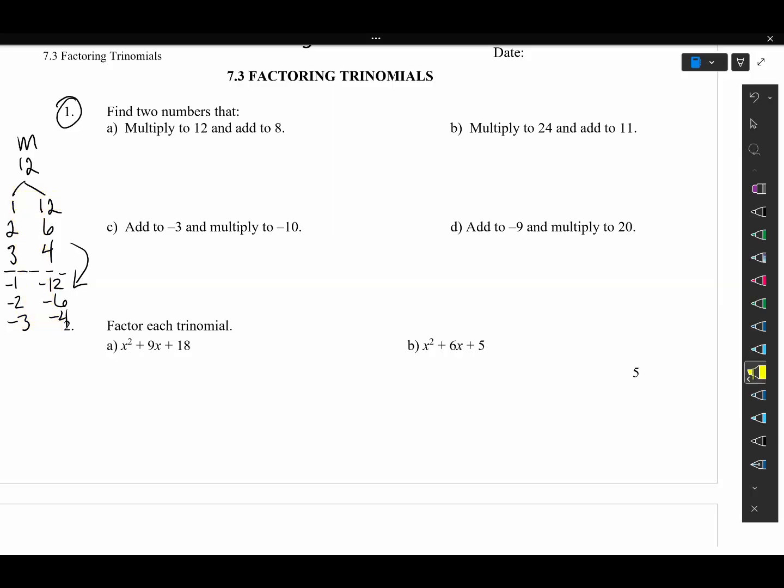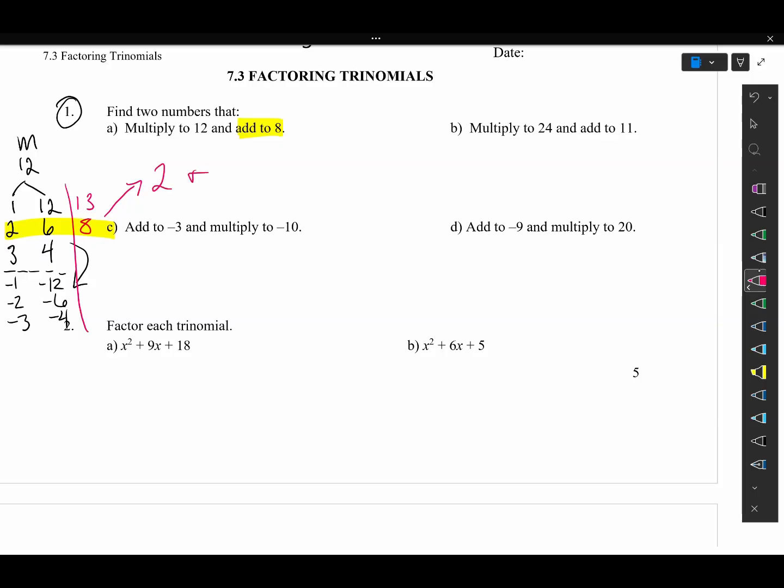Good job, us. Now all I need to do is find whichever pair of those adds up to 8. So let's take a look. Okay, well, the first pair adds up to 13. My second pair adds up to 8. That's what I wanted. There we go. The two numbers that I was looking for are 2 and 6.